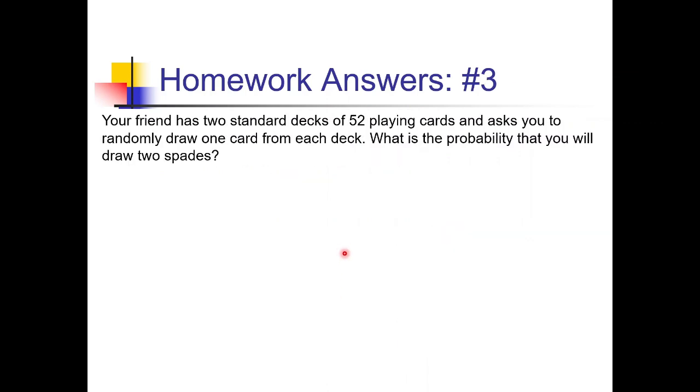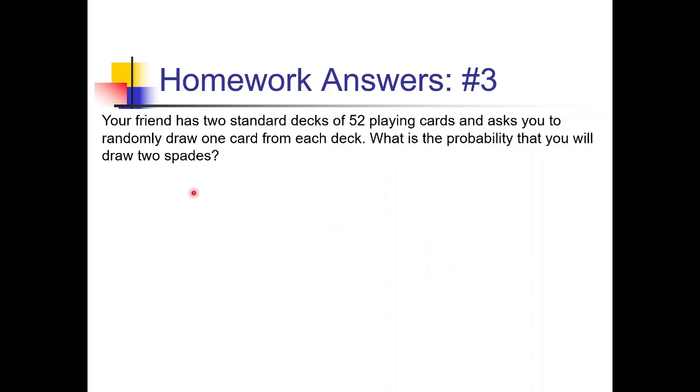For this problem, we have a friend with 2 decks of 52 playing cards asking you to randomly draw a card from each deck. We want the probability that you will draw 2 spades. So one way to do this would be to list out the possible combinations of what you could draw, and then just count up how many of those there are, get a sample space, and use that for your theoretical probability.